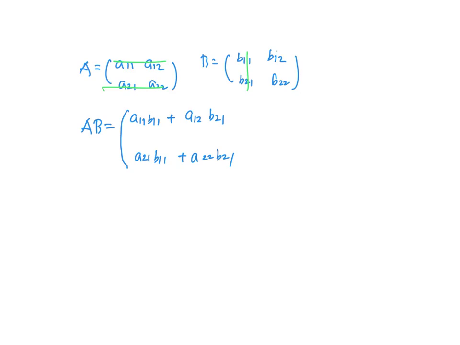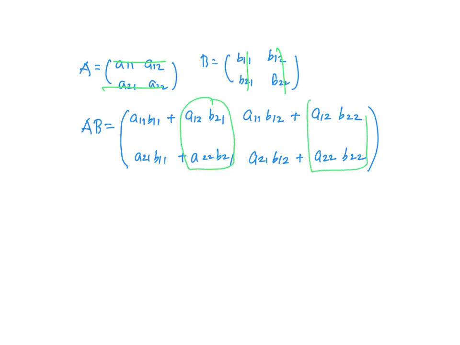And this: A11 B12 plus A12 B22, A21 B12 plus A22 B22. So we can regard this as, we have a new column, right?